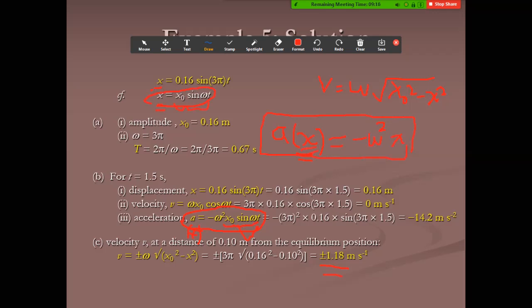So this is the last formula for you. You should know how to find v at any given displacement and acceleration at any given displacement. These are the two formulas. The last formula is a equals negative omega squared x.